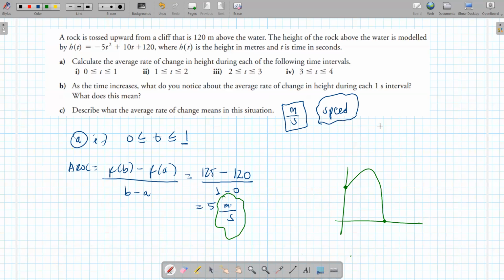It represents the speed of the rock, right? Meters per second is the unit, which is a speed. And he's throwing the rock, so it's going to go up. It's going to hit a vertex because it's a quadratic, which always has a vertex, and then come down and crash into the water.